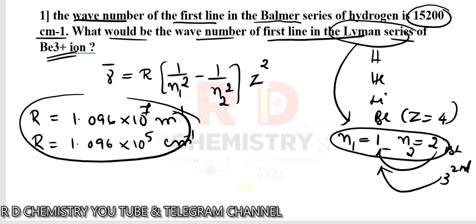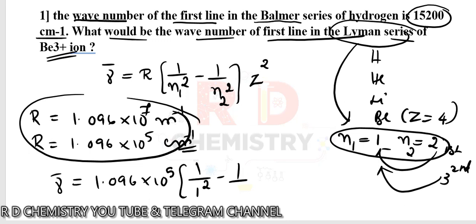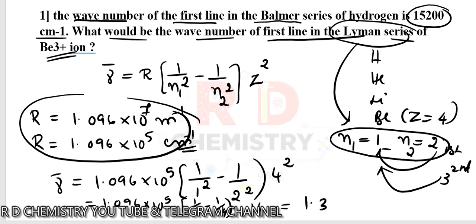Options are not given here. We can find the answer in terms of meter inverse or centimeter inverse, so I'll go for centimeter inverse, the value of R. So wave number nu bar is equal to 1.096 into 10 to the power 5 into 1 by 1 square minus 1 by 2 square into the atomic number, that would be 4 square. This is equal to 1.096 into 10 power 5 into 1 by 1 minus 1 by 4, into 16. On simplification, we get this as about 1.3 into 10 power 6 centimeter inverse. Okay, right? Clear?